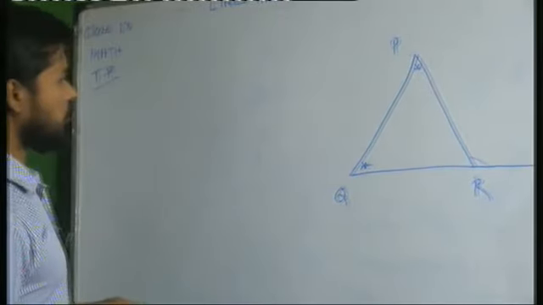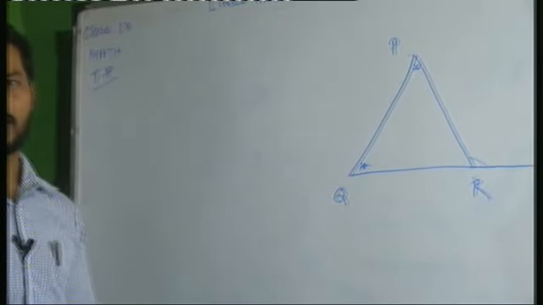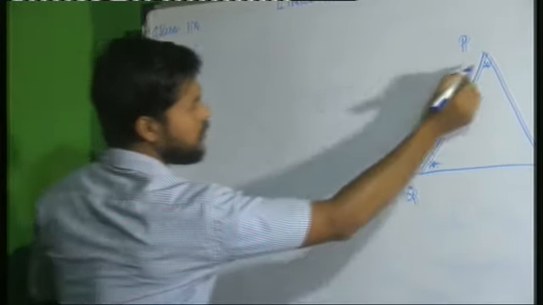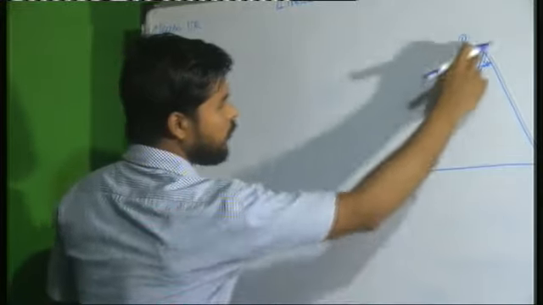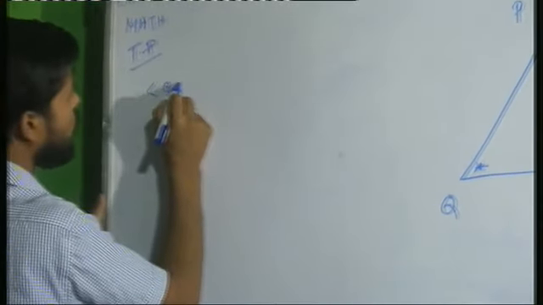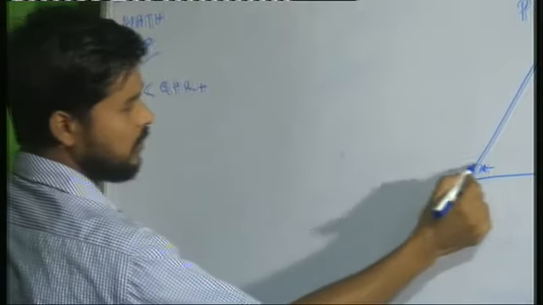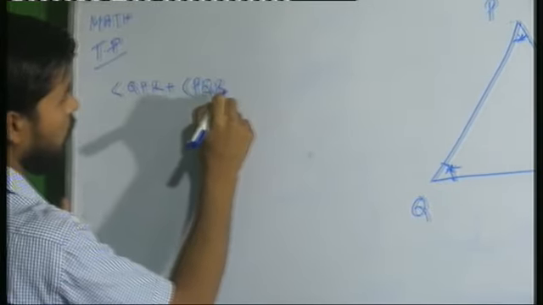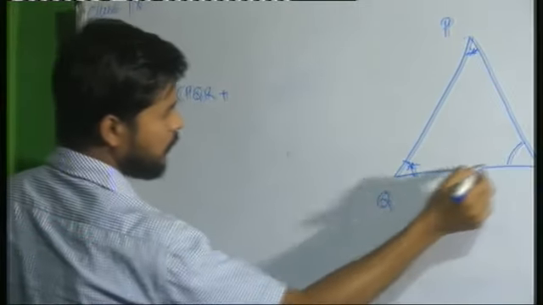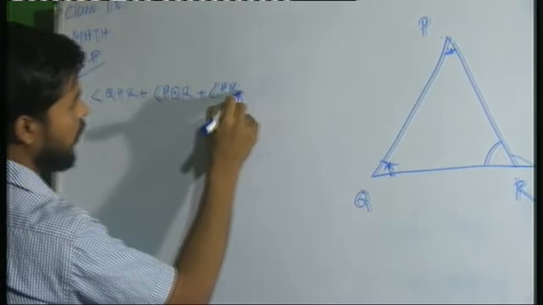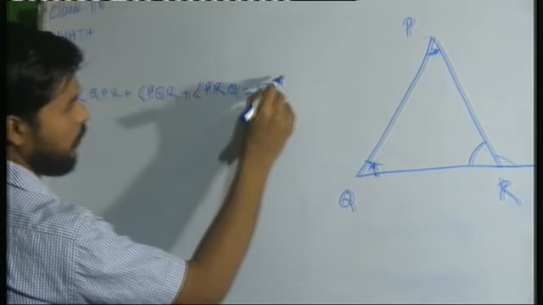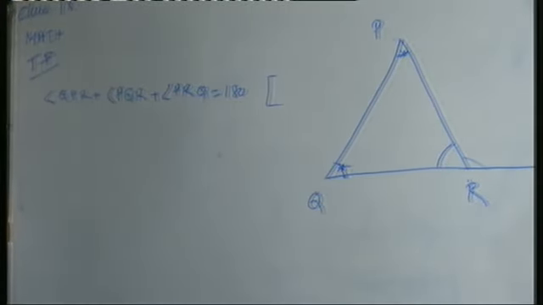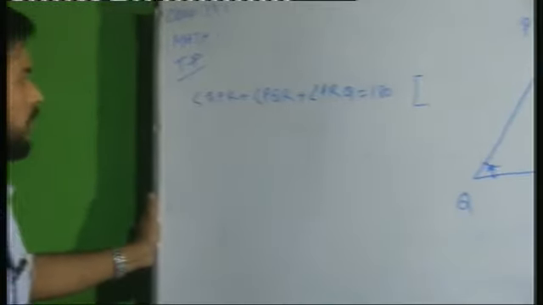We know that the sum of all interior angles of a triangle is equal to 180 degrees. That means angle QPR plus angle PQR plus angle PRQ is equal to 180 degrees. Why? Just write the reason: we have learned that the sum of all interior angles of a triangle is equal to 180 degrees.